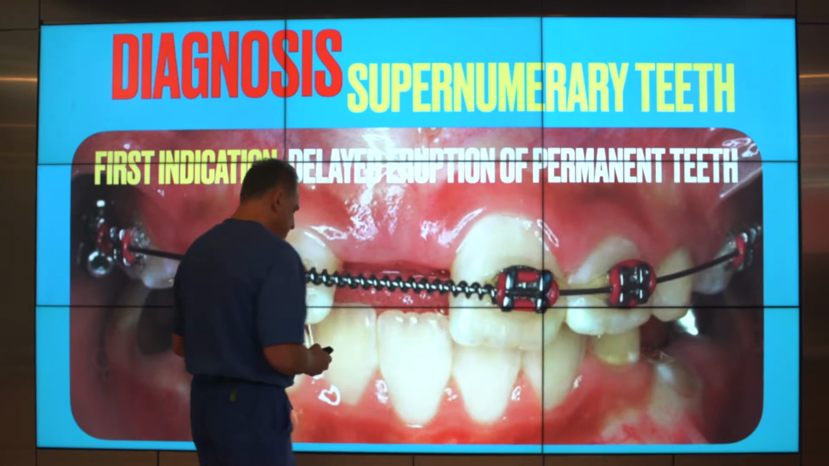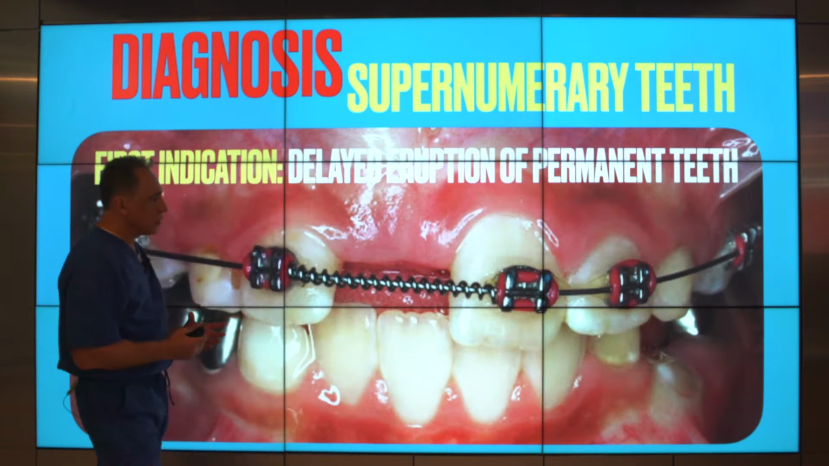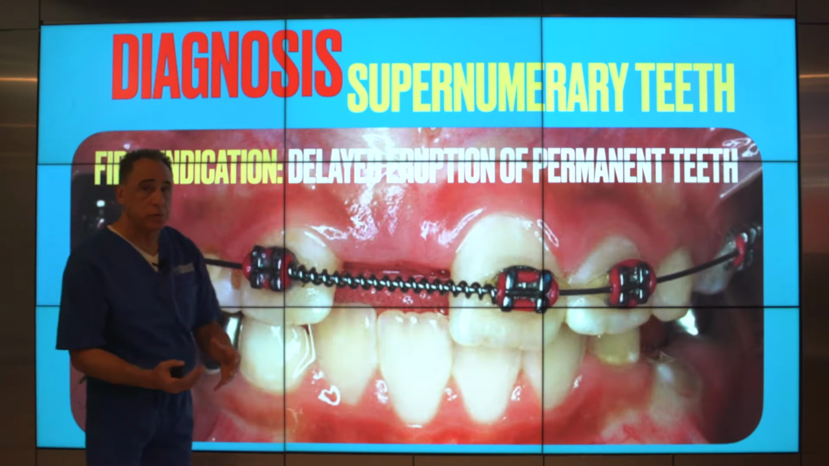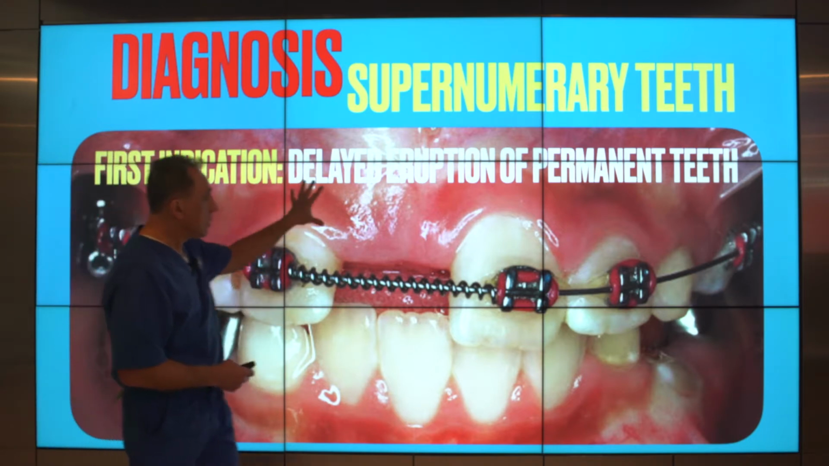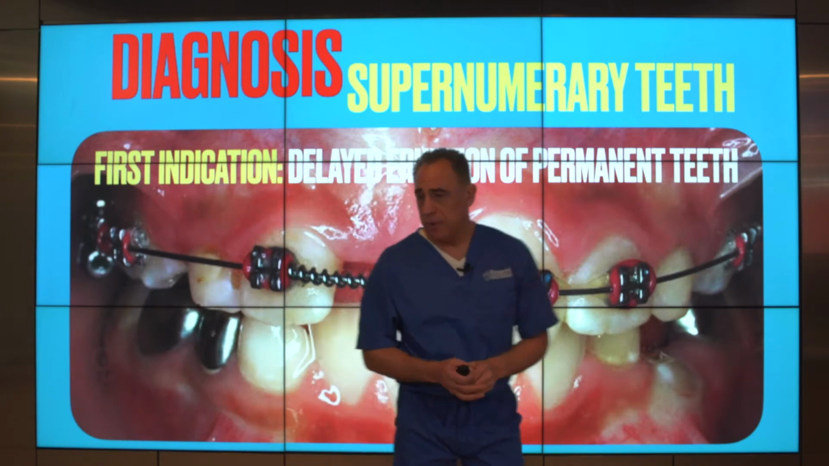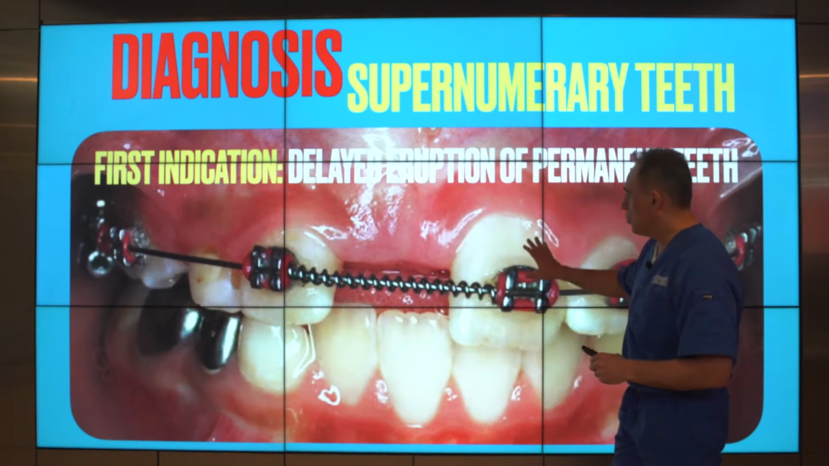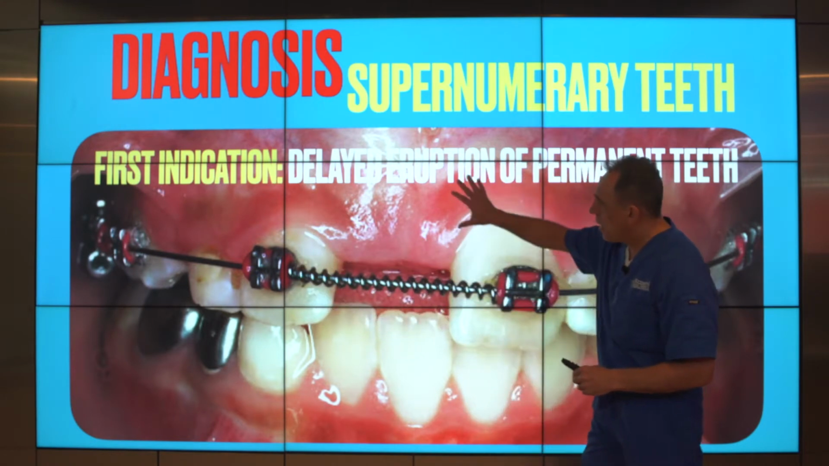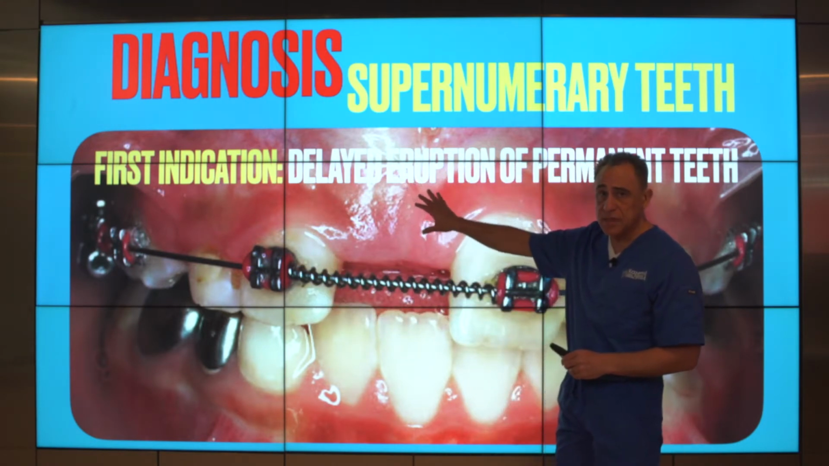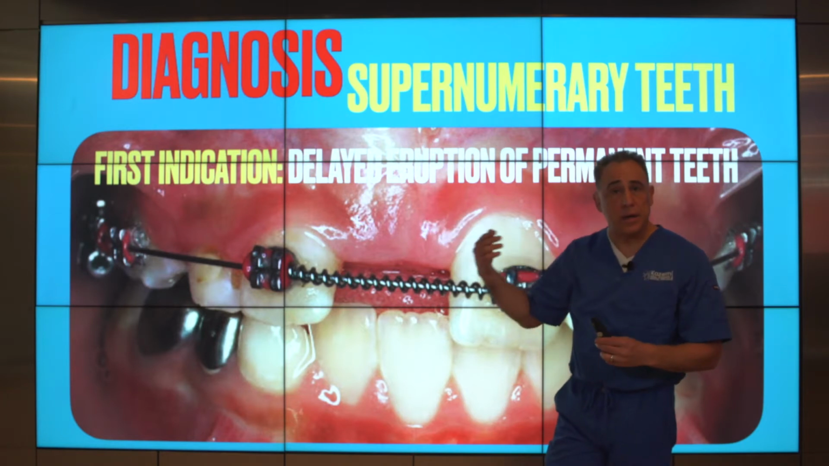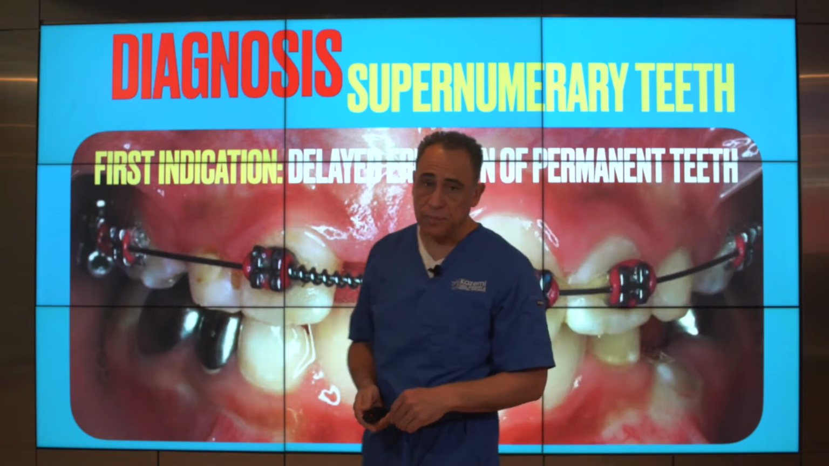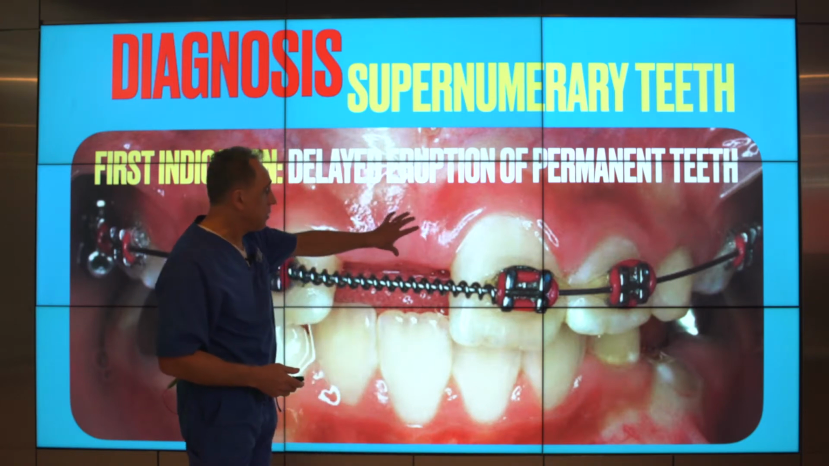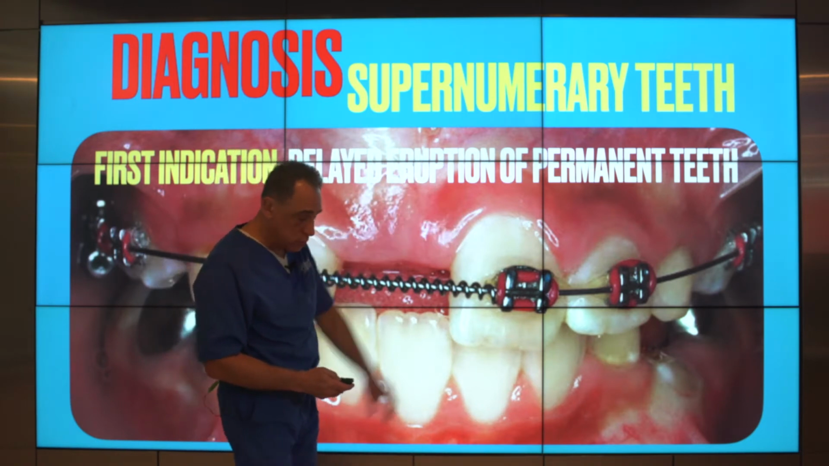Now, how do we diagnose it? From a clinical standpoint, one of the first indications that there could be a supernumerary tooth is the delayed eruption of the permanent teeth. Here's an example of a patient which has their central incisor, lateral incisors, and other teeth erupted. However, the other central incisor appears to be not erupting and missing in position. So one has to question whether or not there is a delayed eruption, perhaps being blocked by a supernumerary tooth.